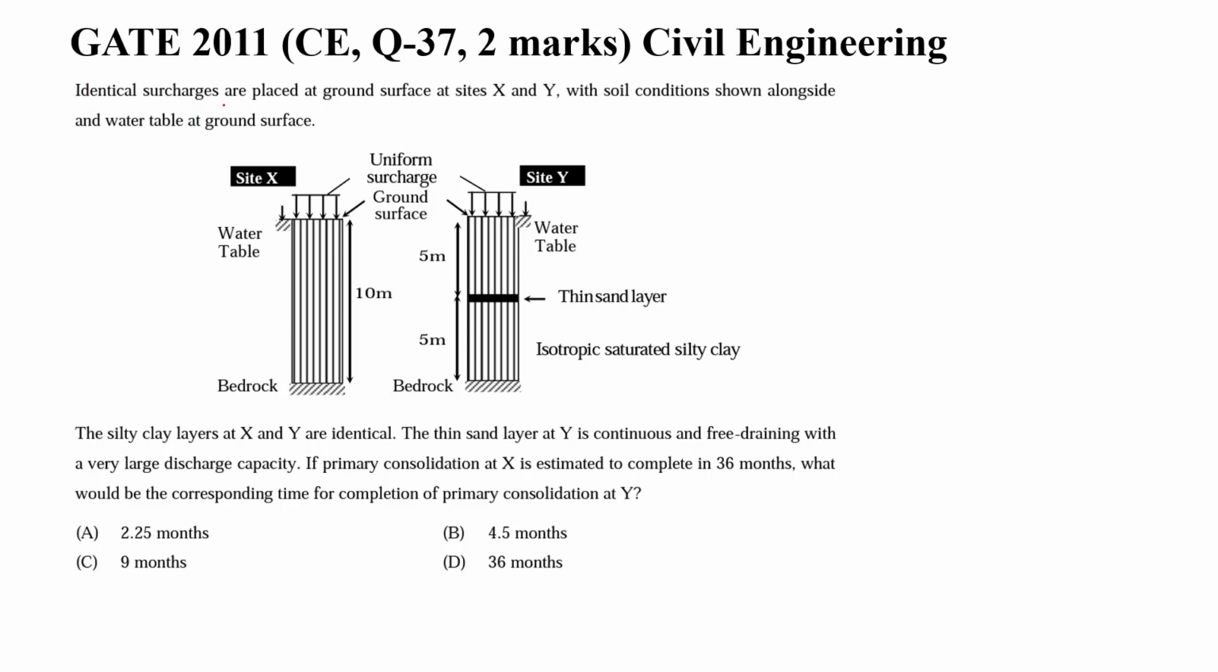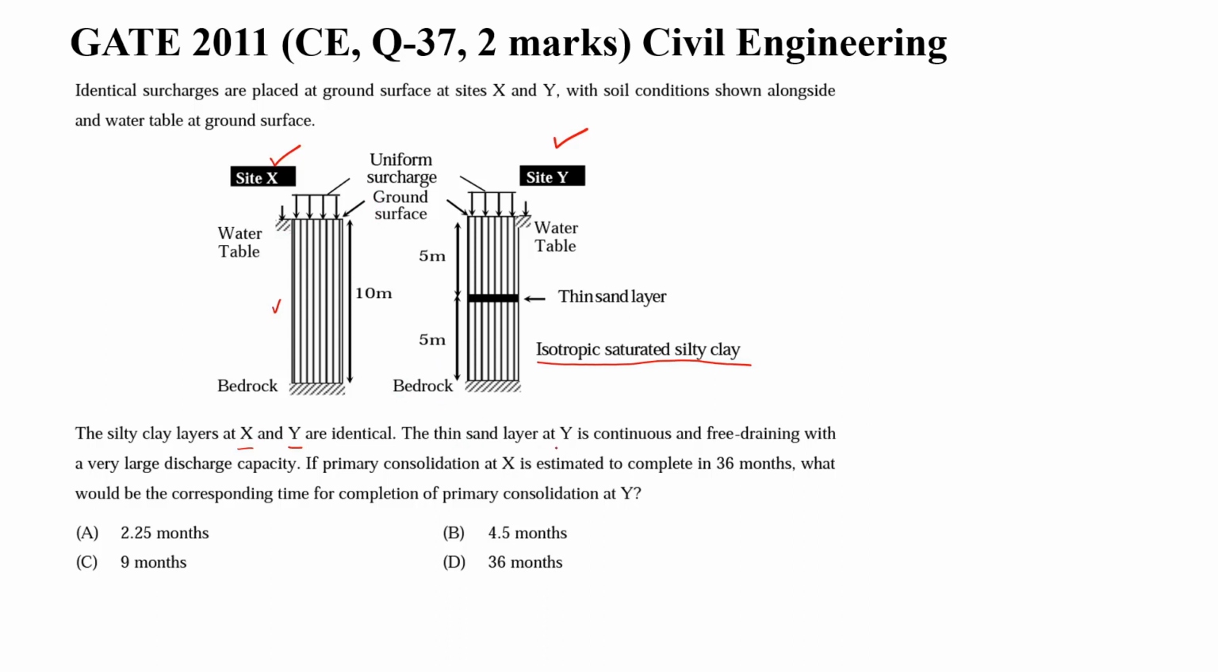Identical surcharges are placed at ground surface at sites X and Y, with soil conditions shown alongside and the water table at ground surface. So there is a water table at both sides, starting at the ground surface. The silty clay layers at X and Y are saturated silty clay layers. They are identical. The water table is also identical, and the surcharge is also identical at the two sides.